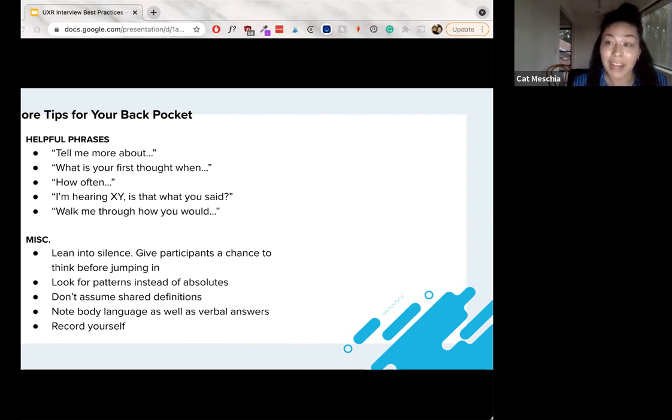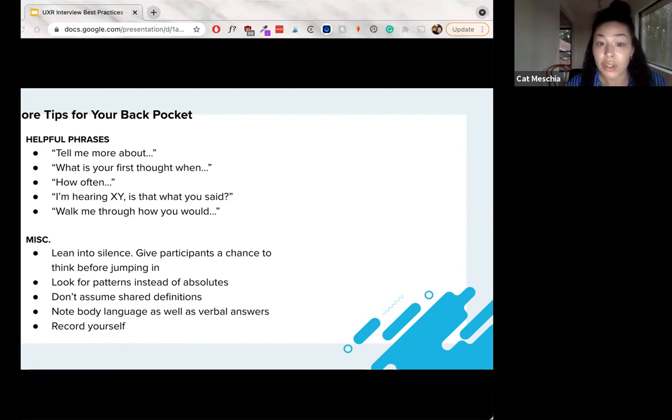Second one is look for patterns instead of absolutes. A lot of people love using qualitative interviews to get those sound bites, and they're great. They really go a long way, especially when you're doing stakeholder presentations and selling the overall findings. But some people make the mistake of taking something that one person said and using it as an absolute. What you want to do instead, throughout all these interviews, is look for patterns so that they can inform future hypotheses or further learnings.